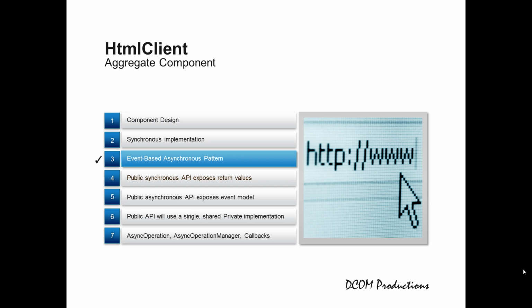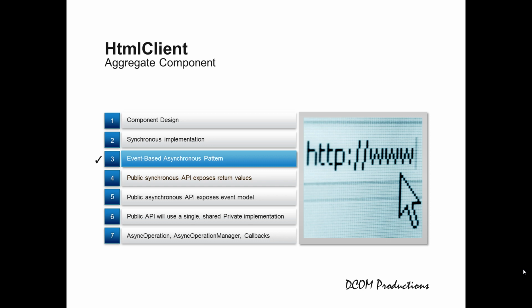We're going to be implementing an HTML client component, and this will be an aggregate component, so you'll be able to instantiate it and use it without any configuration. You won't have to set any properties or create any other objects, anything like that. We're going to start off by talking a little bit about the design of the component. Then we'll implement the default synchronous implementation.